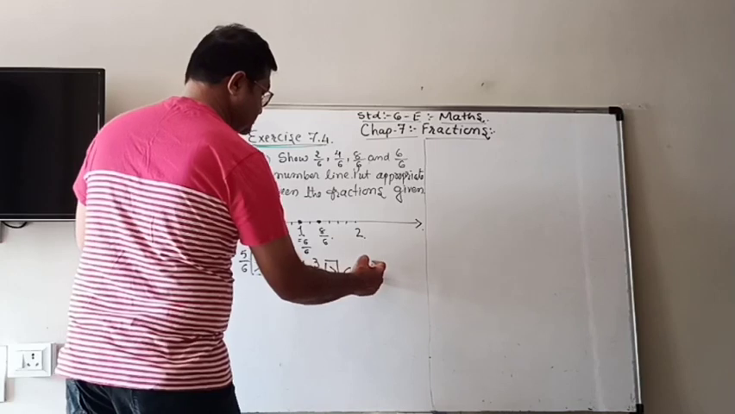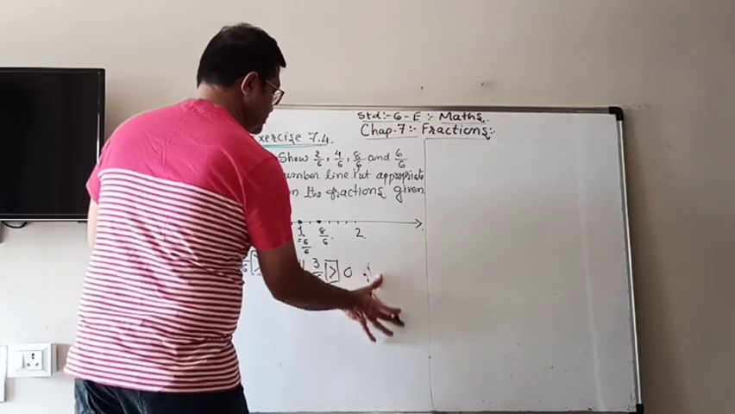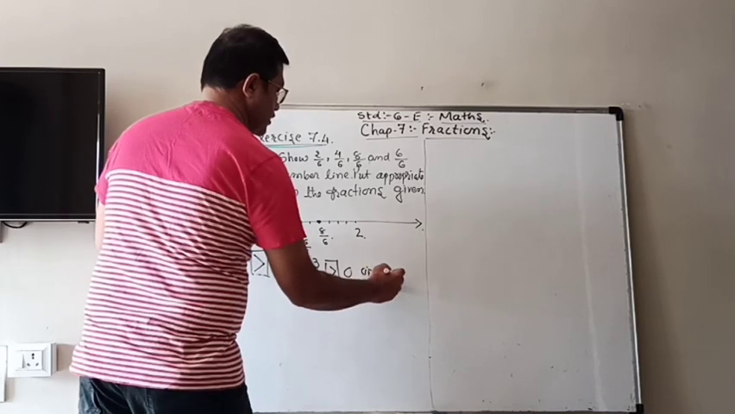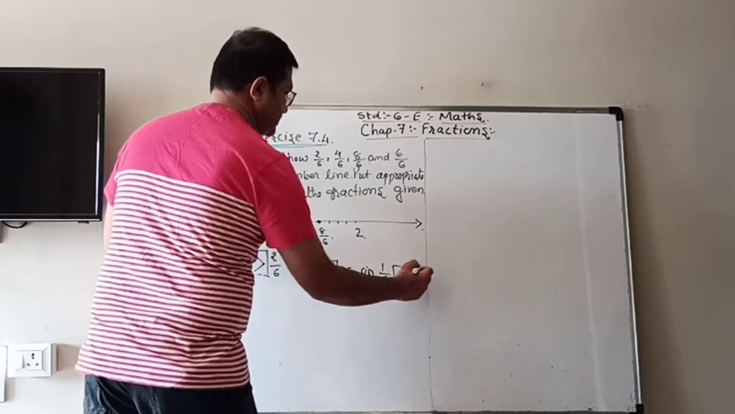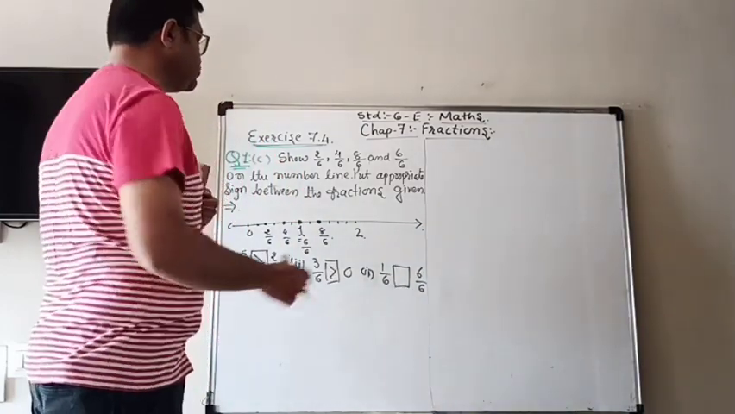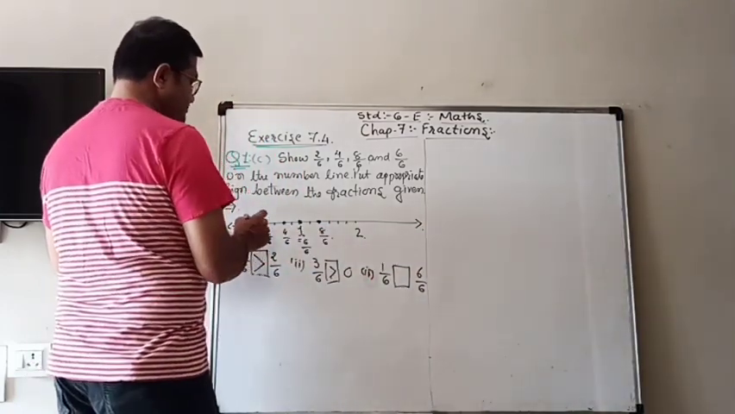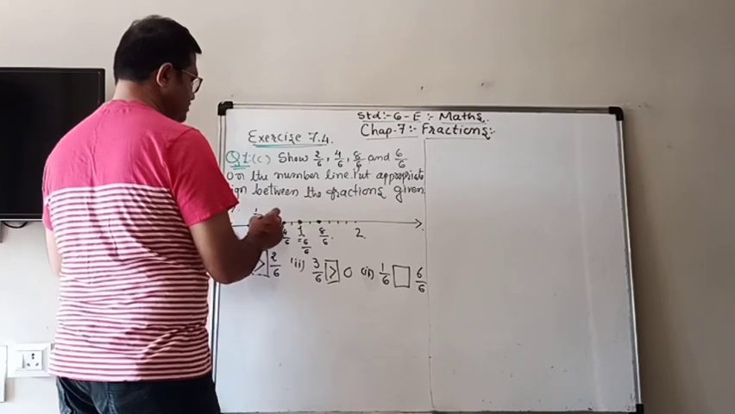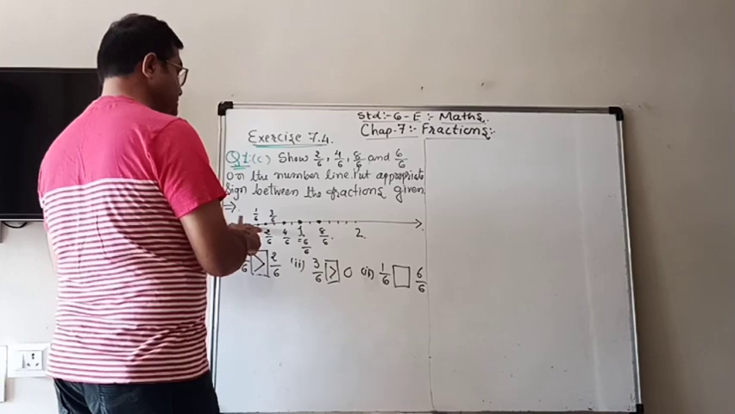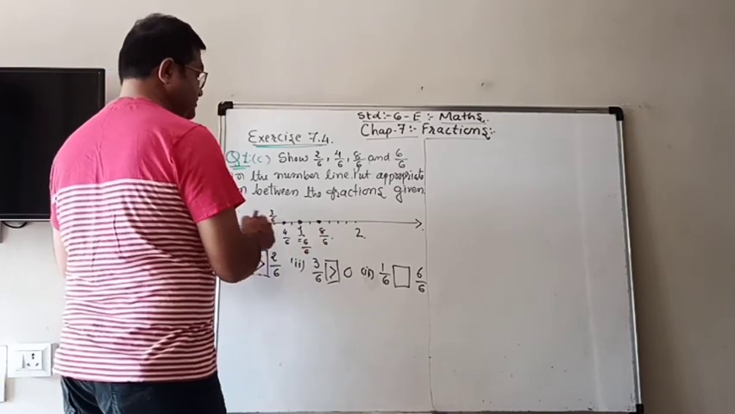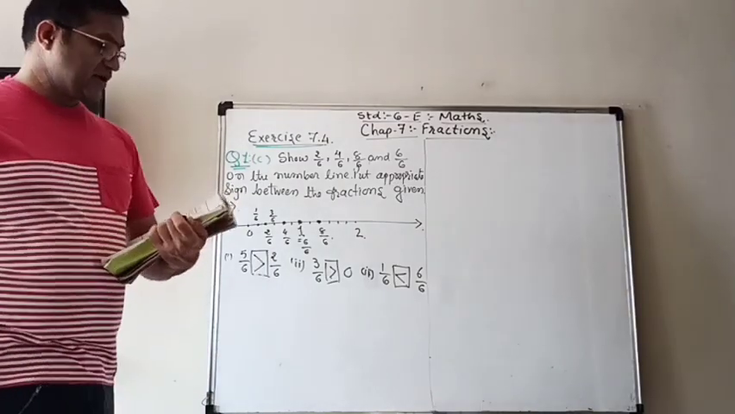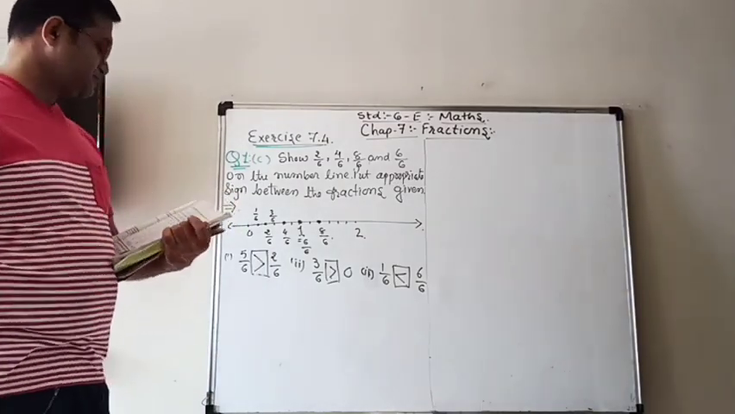Now the third one is 1 by 6 and 6 by 6. We know that 6 by 6 is 1 and 1 by 6 comes here. And therefore, you can see that 1 by 6 is less than 6 by 6. So 1 by 6 is less than 6 by 6.